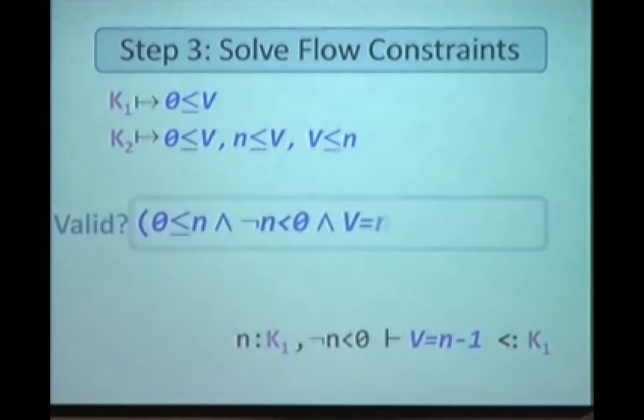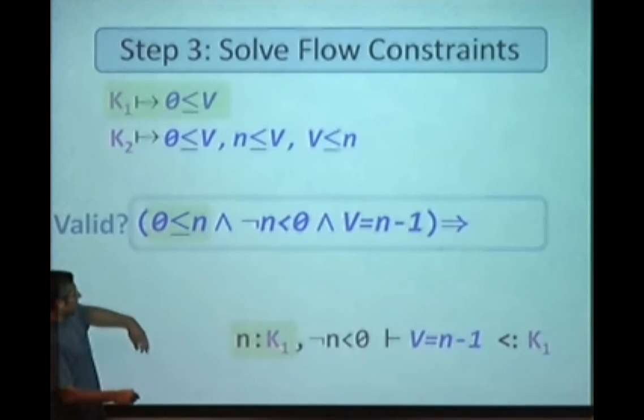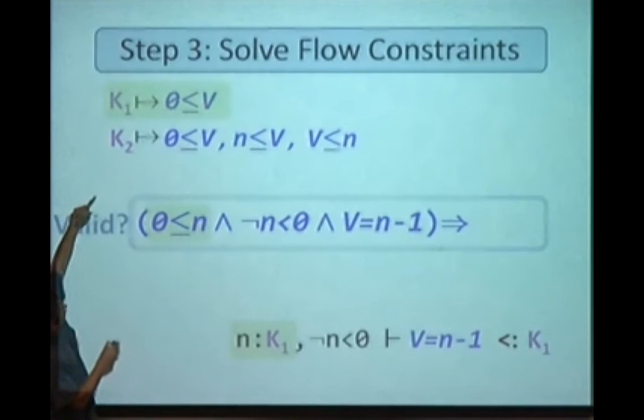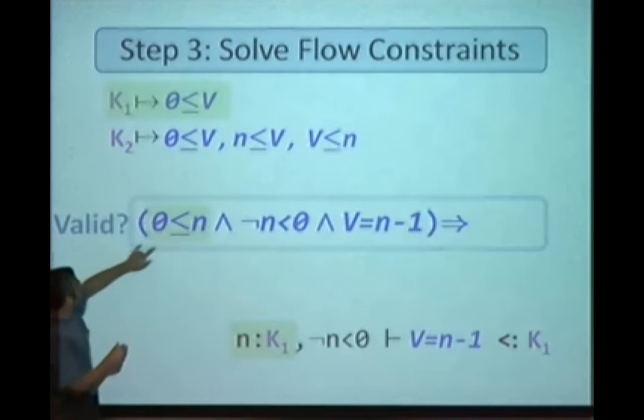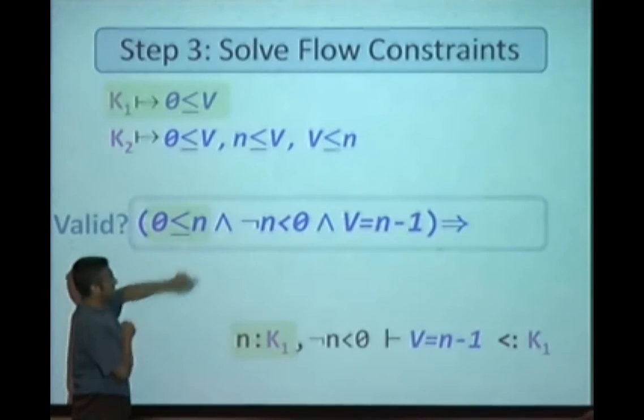Here's the current solution, and now we're just going to ask a bunch of queries. So here's the embedding. Right now, I know n is of type K1. K1 is values greater than 0, right? So I'm going to say, okay, n is greater than 0. That's my embedding for the environment.